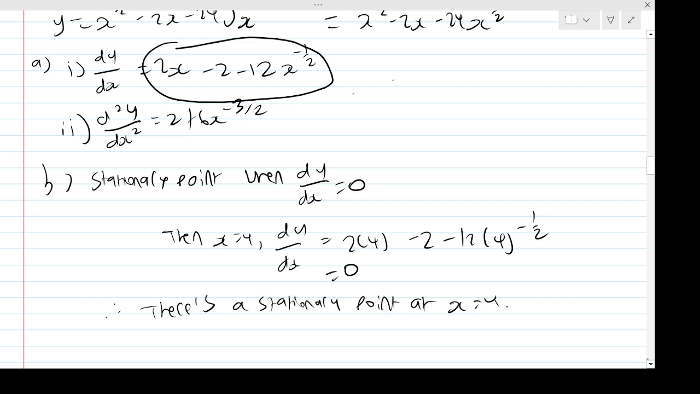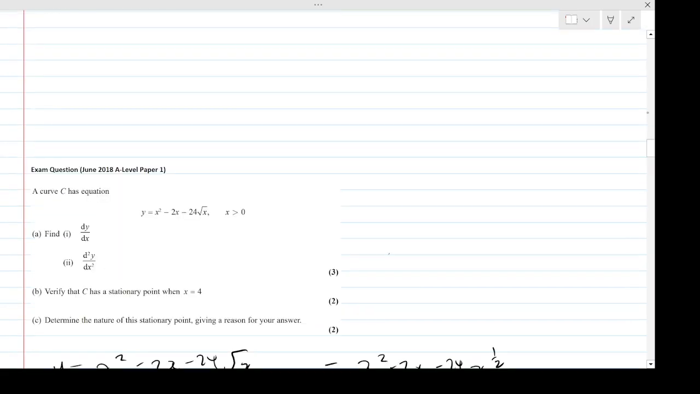And there we are. So again, exam tip: if it says verify, usually it gives you an answer. You need to check that answer is indeed the answer. So in this case, check it's a stationary point by making sure the derivative is 0 when you plug that in. Part C, we need to determine the nature. So again, that exam language. The nature of the stationary point means, is it a minimum, maximum, or point of inflection?